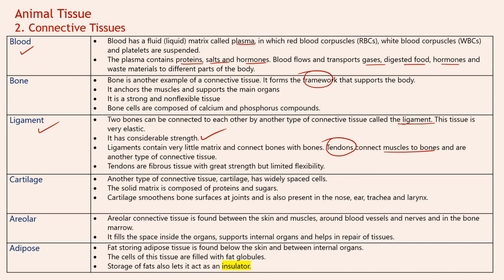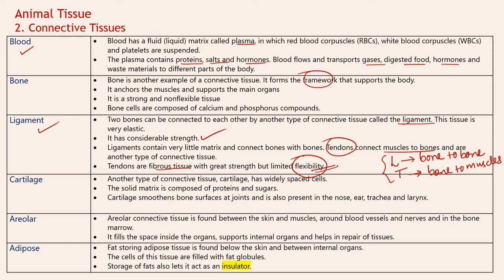So two types of tissue we have seen here, ligament and tendons. Ligament will connect bone to bone, whereas tendon will connect bone to muscle. So this is a basic difference between ligament and tendons. Both have considerable strength, but tendons are fibrous tissue with great strength and also flexibility, whereas the ligament does not have flexibility. So this is the basic difference between ligament and tendons.